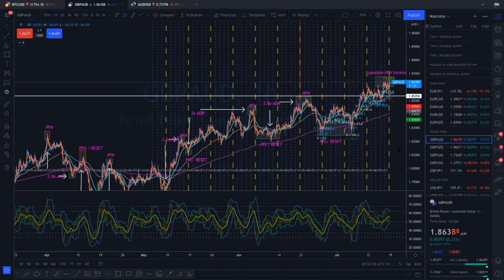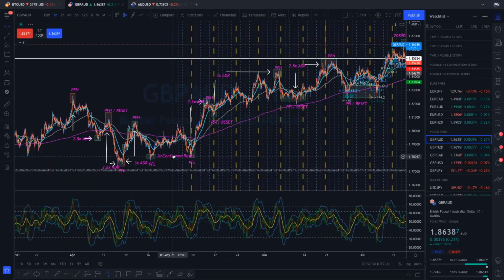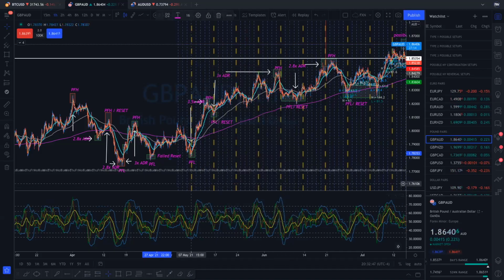Just change the names up to failed reset. Like here, see how big it is and stuff. So that's all it is, just a failed reset, or a reset that was trying to happen, but it didn't happen. And actually it would be up here, so this would be the failed reset, because it didn't go. It wouldn't give you three times ADR there.